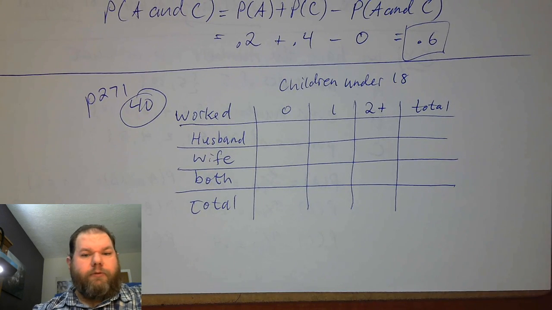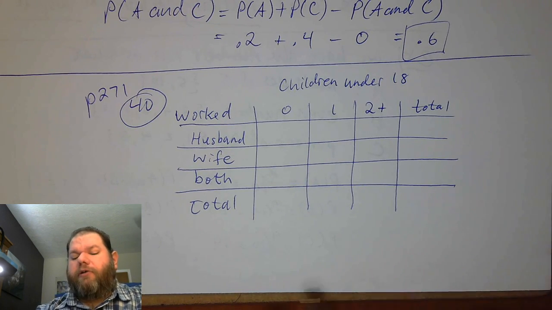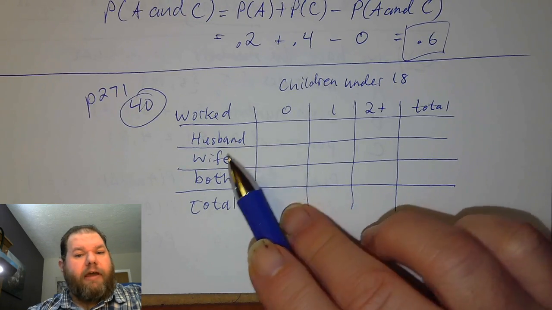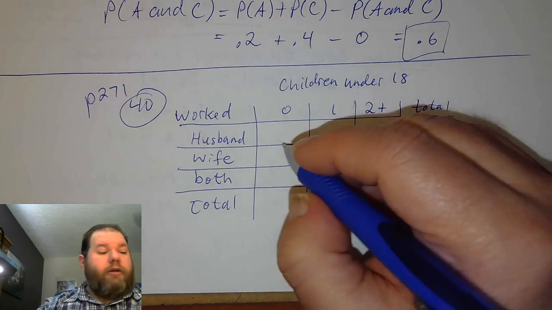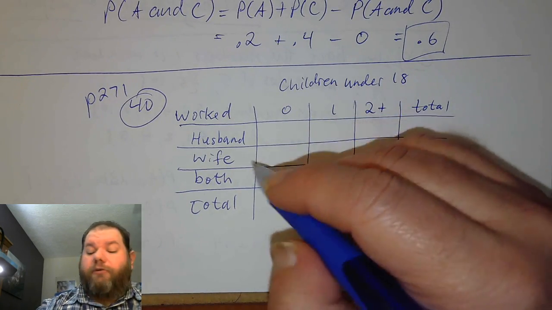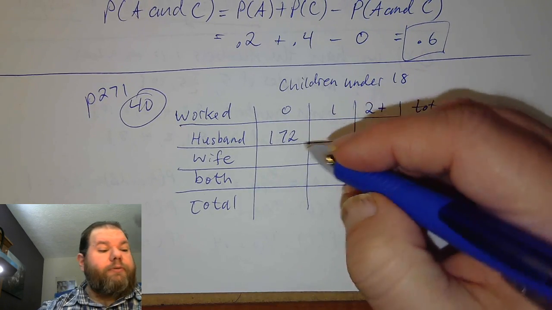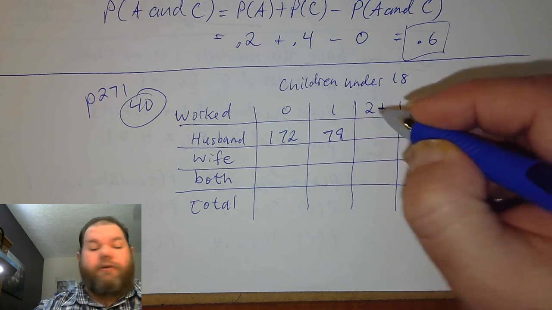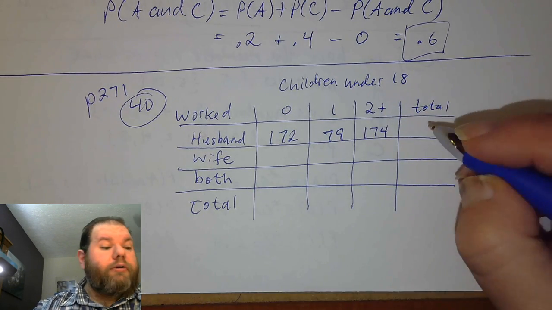This is a table that we'll also see a fair amount of, a type of table, not this one specifically, but where they give it to us where there's two different things that we're considering. We want to look at how many people have both traits, or either one or the other, or both. So for the husband being the only one that works, there are 172 couples where they have 0 children, 79 couples where they have 1 child, and 174 couples where it's 2 or more.